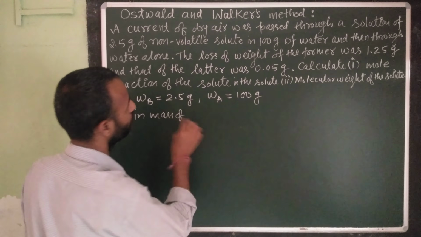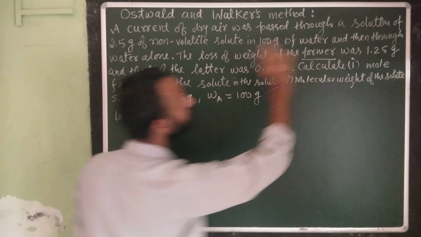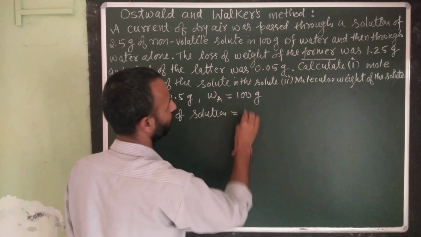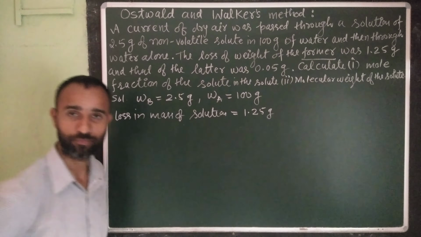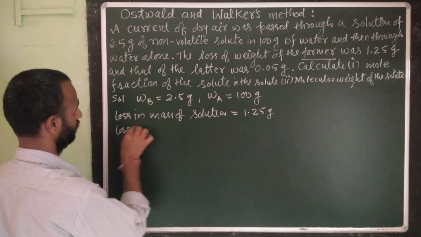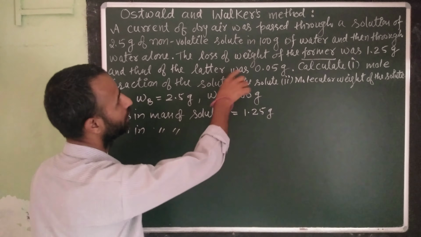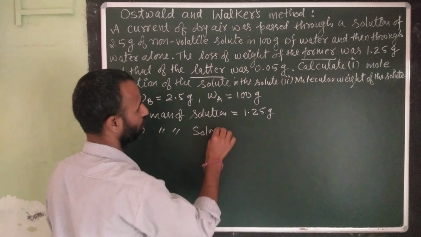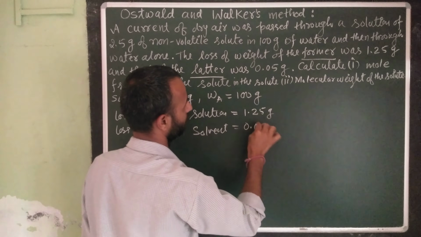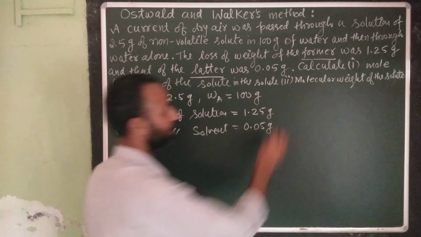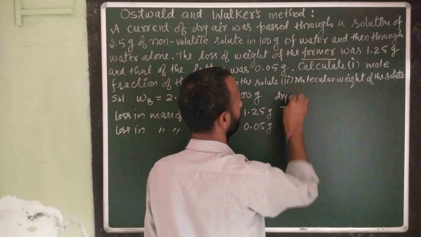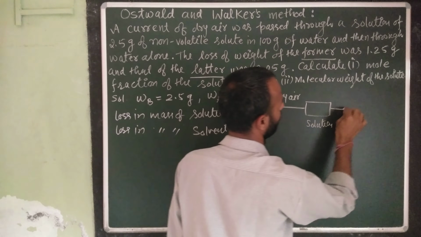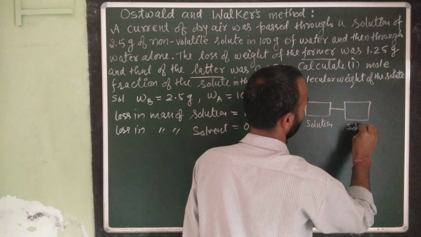And loss in mass of the former, former means solution, is equal to 1.25 gram, and loss in mass of the latter, that is solvent, is equal to 0.05 gram. Means we have dry air. First it is passed through solution and then through solvent.